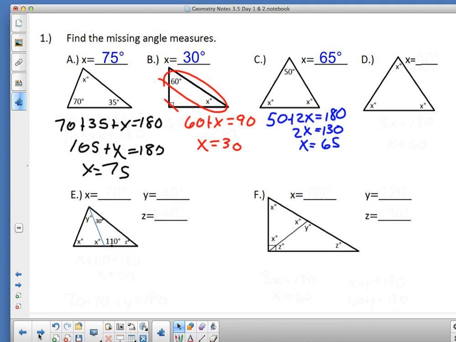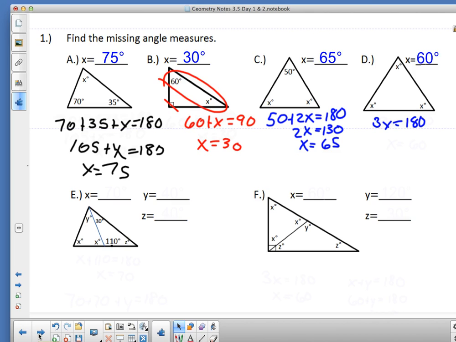How'd you do? Had some great work going on the side. Are there any questions on how I got to 65? No? We're good? I would like you to do D. And I always have folks go, well, that's 3x equals 180. Now what? I said, what's 18 divided by 3? And they go, well, 6. Put a 0 on it. 60. All right, great. You're done.